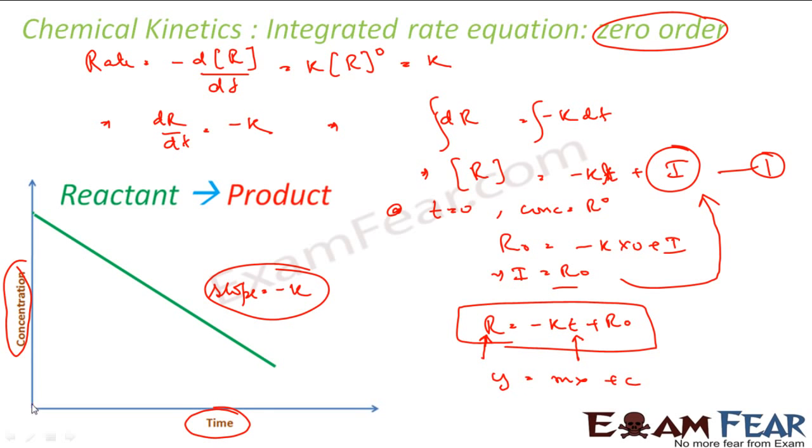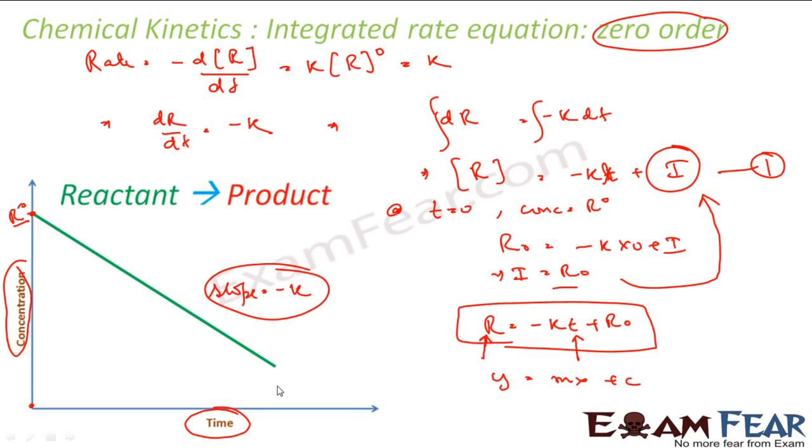At t is equal to 0, [R] is equal to [R]0, and you see the concentration is decreasing over a period of time. This is for the zero order reactions.